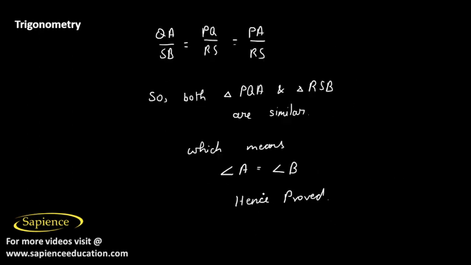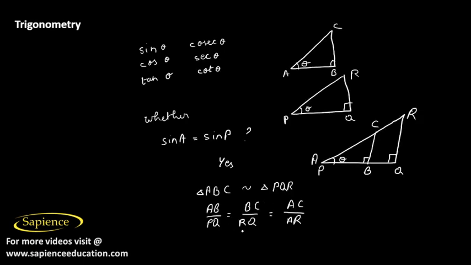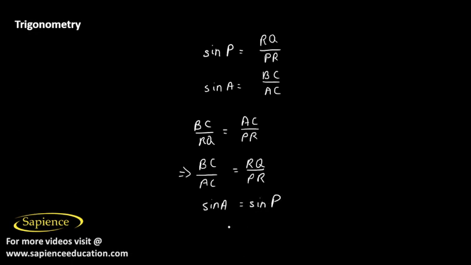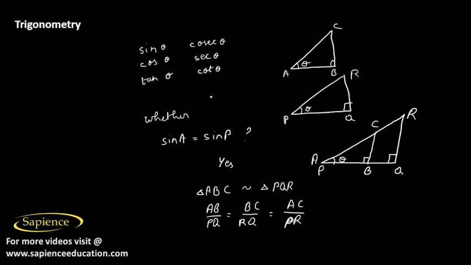In this, we can use these two. This will be PR. So BC by RQ is equal to AC by PR. We will use that. BC by RQ is equal to AC by PR. And from this, what I'm going to do is take this RQ to the right hand side, and take this AC to the left hand side. So I will get BC by AC is equal to RQ by PR, and BC by AC is sine A, and RQ by PR is sine P. So I got sine A is equal to sine P, and in a similar fashion, we can prove the same for all the six trigonometric ratios.